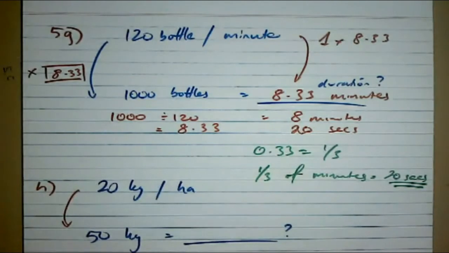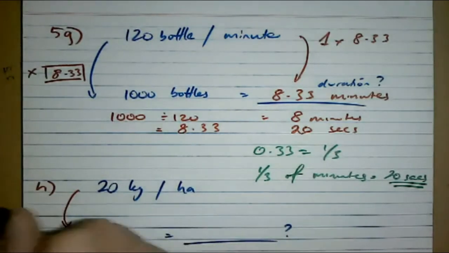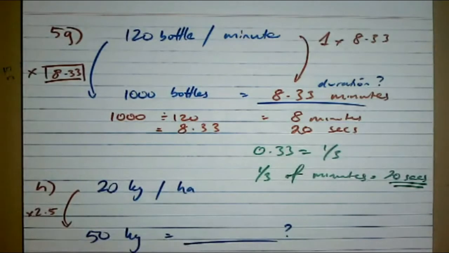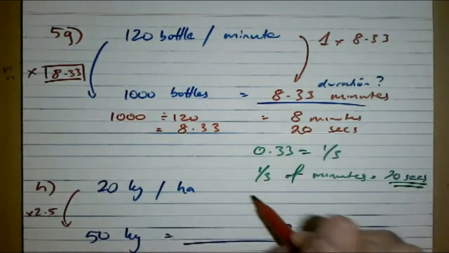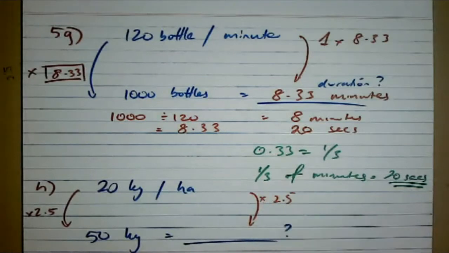Alright, so 50 divided by 20 will give me 2.5. So that means the magic multiplication is 2.5. So that means I have 2.5 times more fertilizer. I can then cover 2.5 times more area. Instead of 1 hectare, how many hectares can I cover now? No, not 25. No, you said it, Elizabeth. 2.5. Good.